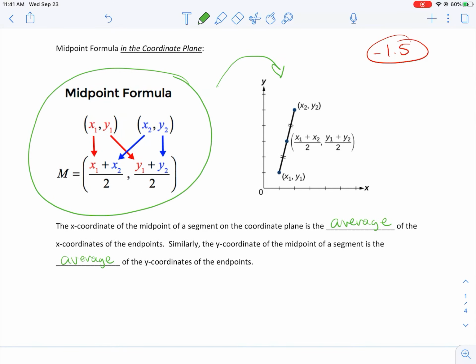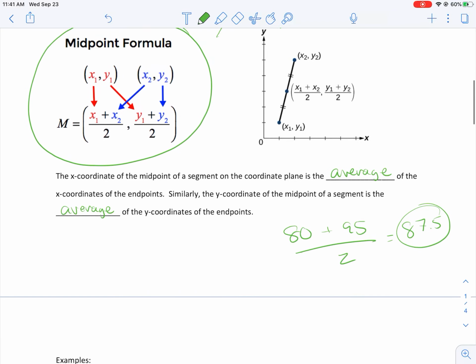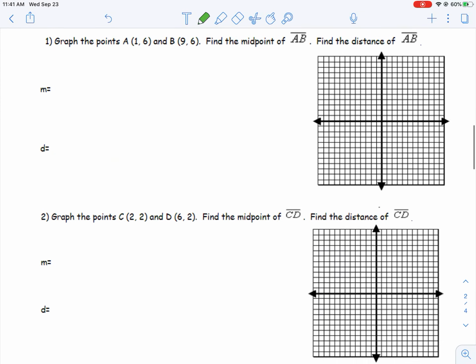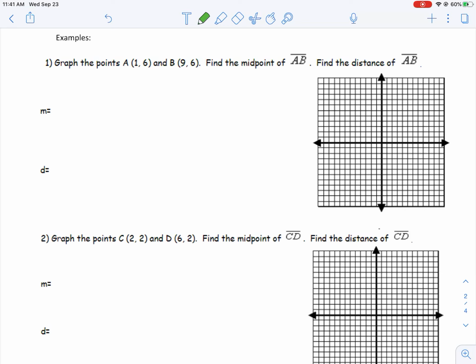Hopefully you guys are familiar with that process, right? You got 2 test scores. Let's say you got an 80 and a 95. You add those together, divide by 2, so your average test score is 87.5. So that's what that means, is that you're just finding the average between your x coordinates and your y coordinates. Okay. So let's dive right into it.